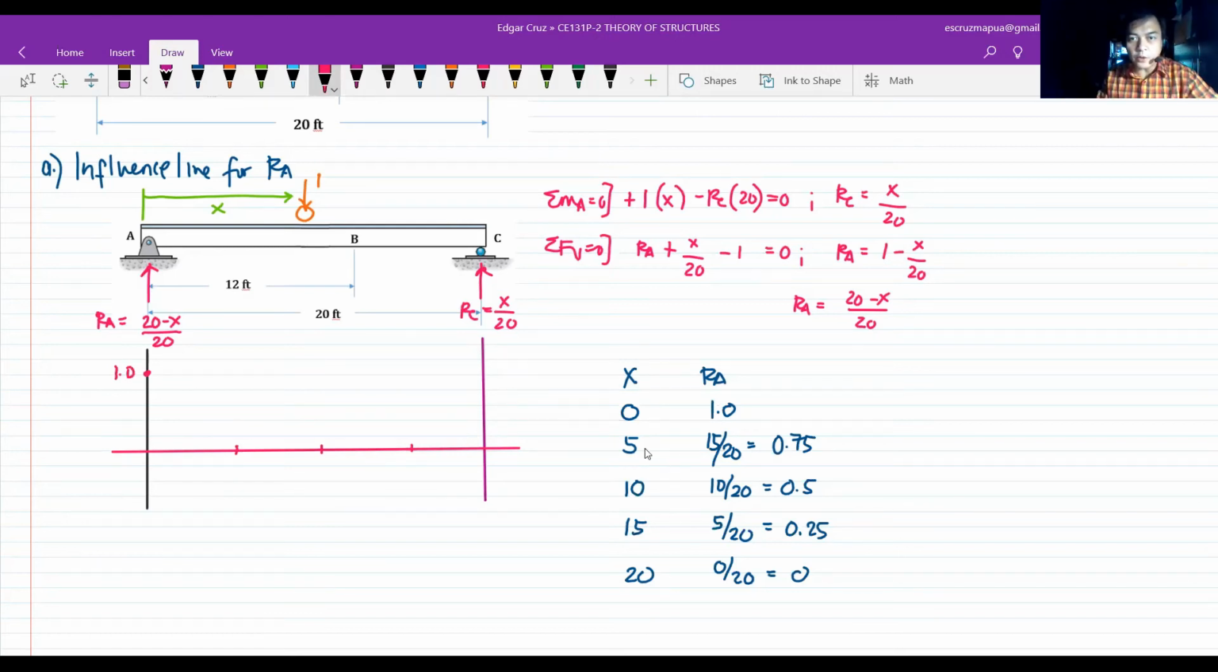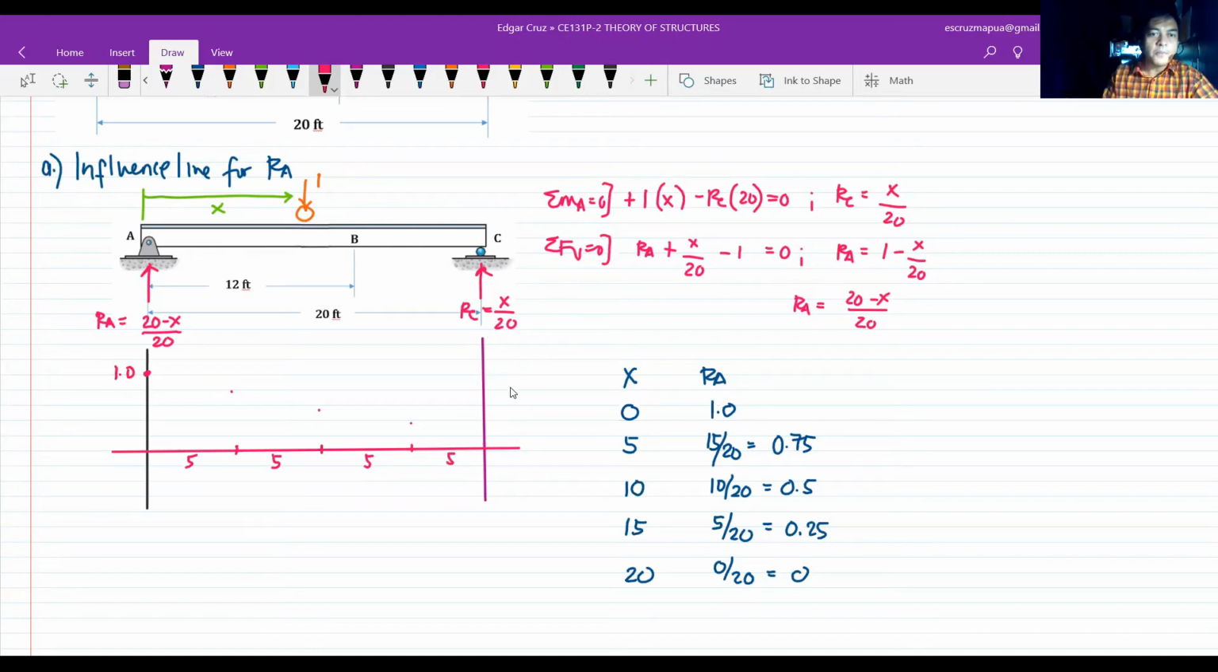When X is equal to 5, RA is 0.75, so it is here. This is 5 feet, 5 feet, 5 feet. Then at X equals 10, the RA is 0.5, so maybe somewhere here. When X is 15, it's 0.25, so maybe somewhere here. Then last, if X is equal to 20, our RA is equal to 0.